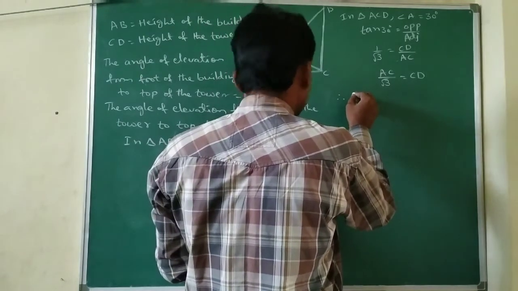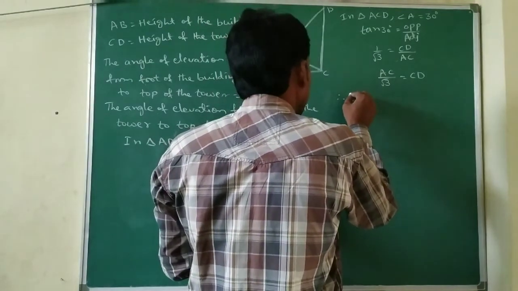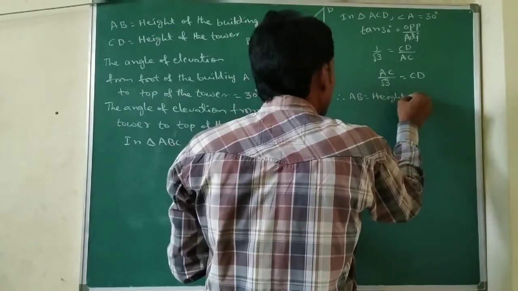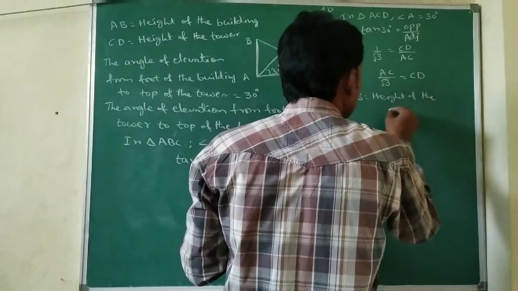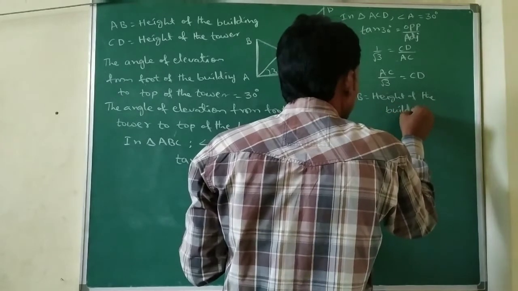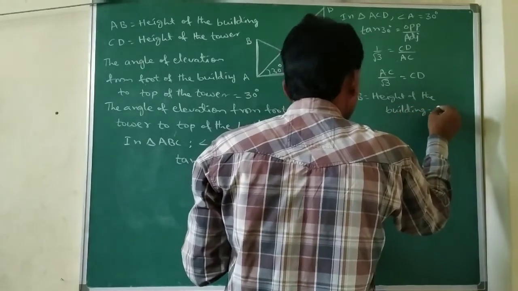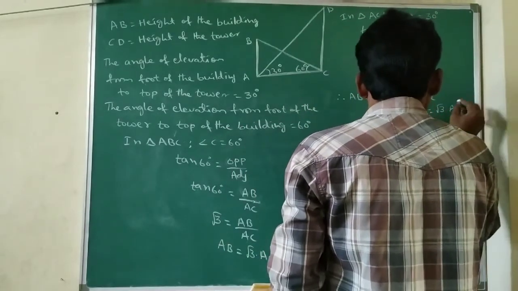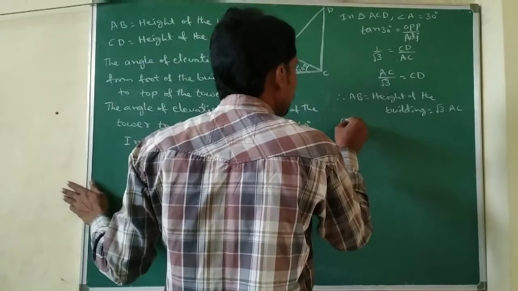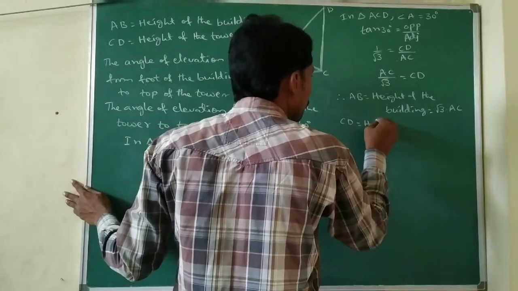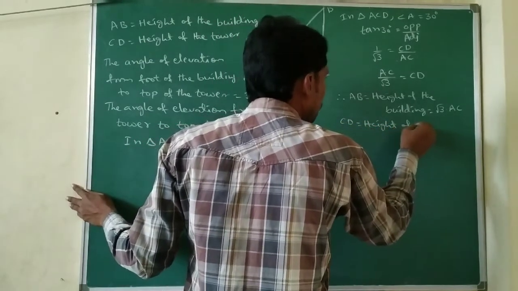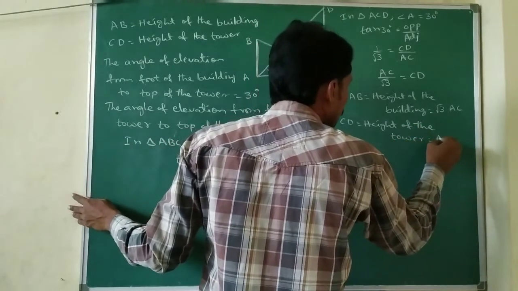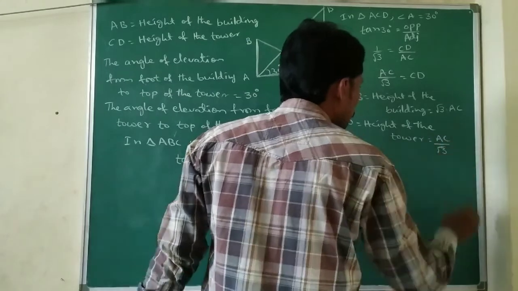Therefore, AB, the height of the building, equals root 3 into AC, as we got here. Next, CD, the height of the tower, equals AC by root 3, as we got.